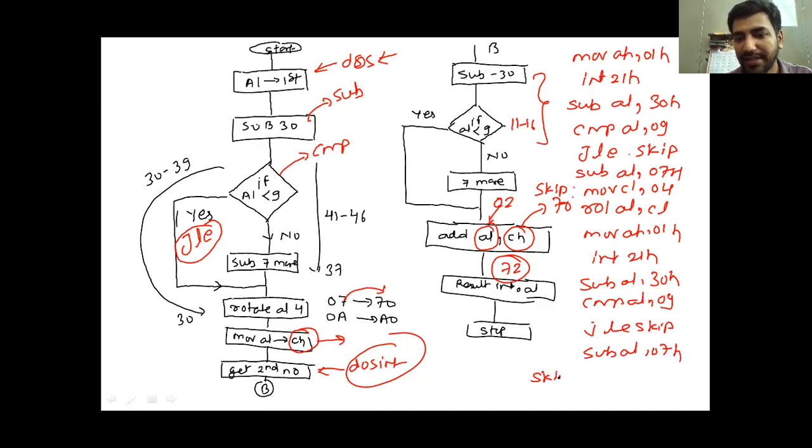When you come here, skip at this point, I am not rotating. Here I was rotating, but at this point I am adding AL with CH. And after rotation, I have to move AL into CH. So after rotation I have to write here move CH into AL. Okay, so this is my program.